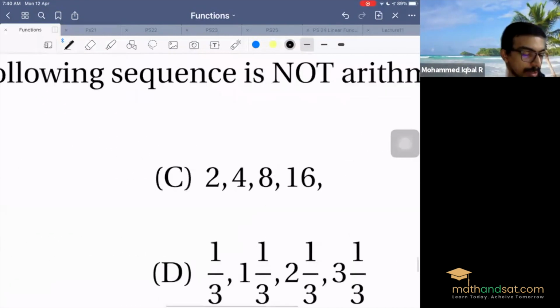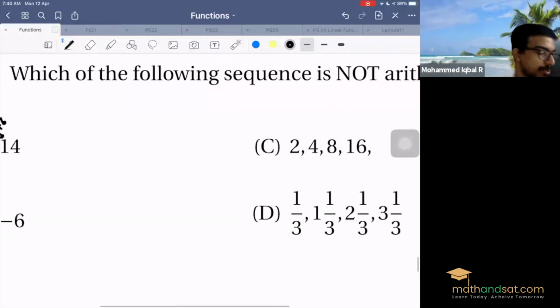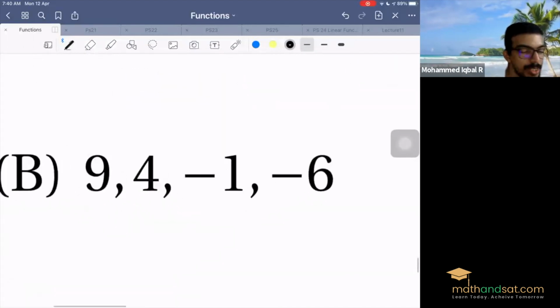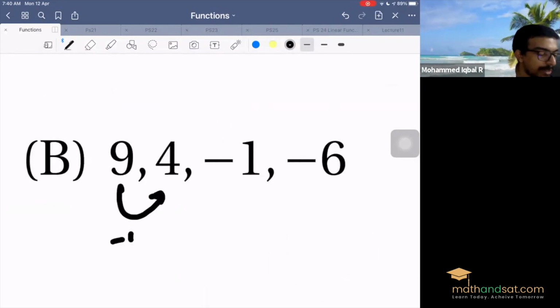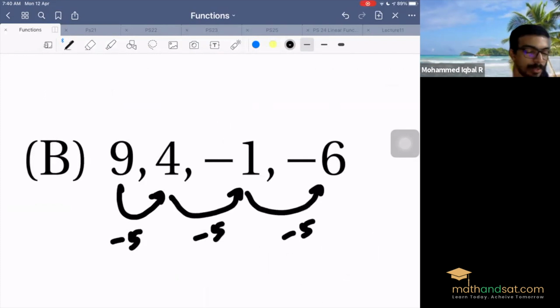In the second case, B, what is the situation here? We have 9, 4, minus 1, minus 6. So what really happens is you're adding minus 5 each time. This is also an arithmetic progression, an arithmetic sequence, right?